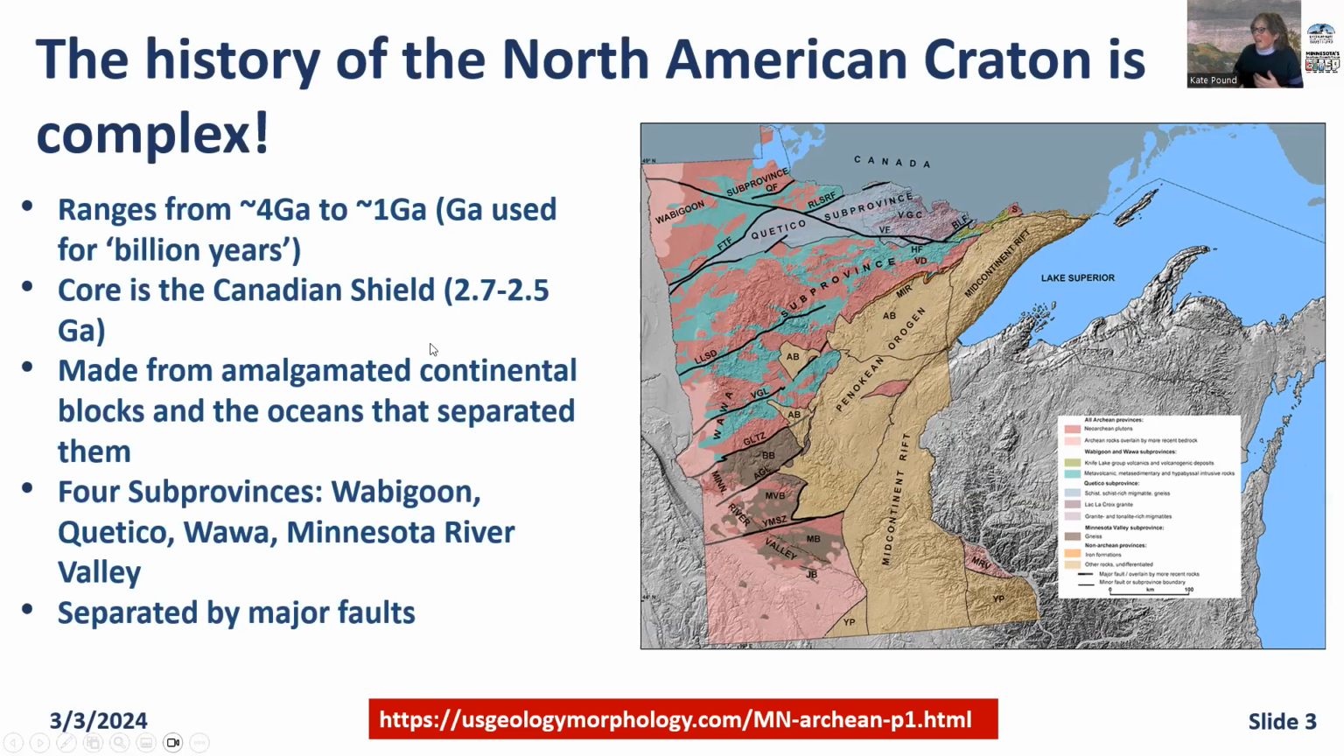And as I've mentioned, it's made up from amalgamated continental blocks and the oceans that separated them. Those oceans, with all the sediments and basement rock, in other words, basalt in the ocean, got squished together when they were at convergent plate boundaries. Now, there are 4 main sub-provinces. I told you it was complicated. These get called the Wabigoon, Quetico, Wawa, and Minnesota River Valley provinces, and they're all separated by major faults. Down at the bottom here in red is a really good URL that I highly recommend you go to, to read a bit more about this.